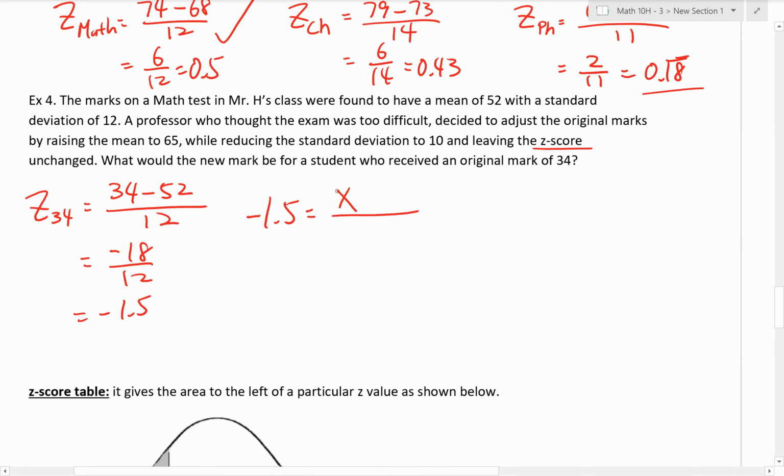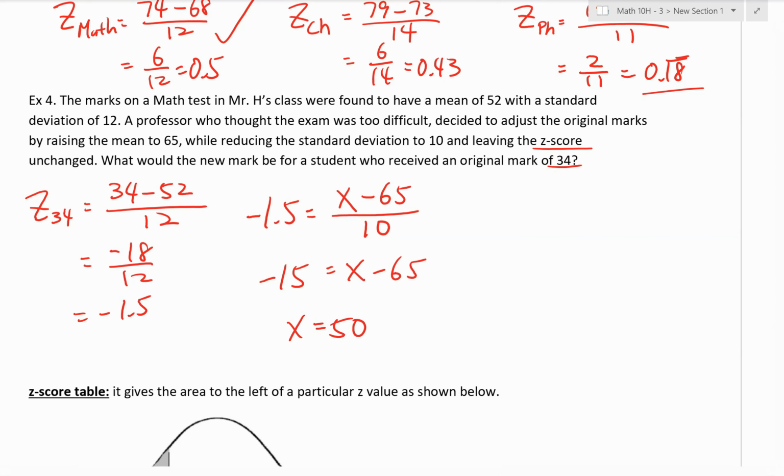However, we don't know the student's new score now. But we know that the mean is now 65, so x minus 65, and the standard deviation is now only 10. So we can calculate this student's new score by solving for x, because x is the score of the student. If you solve this algebraically, you get negative 15 is equal to x minus 65, and by adding 65 to both sides, you get x equals 50. So this student is now passing. It was 34, and now the new mark for this student is 50.